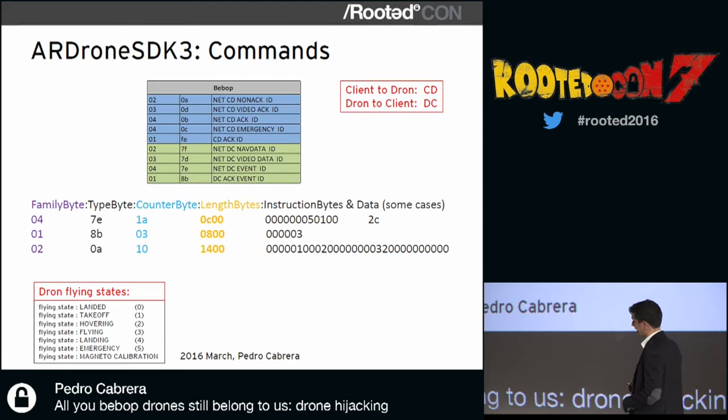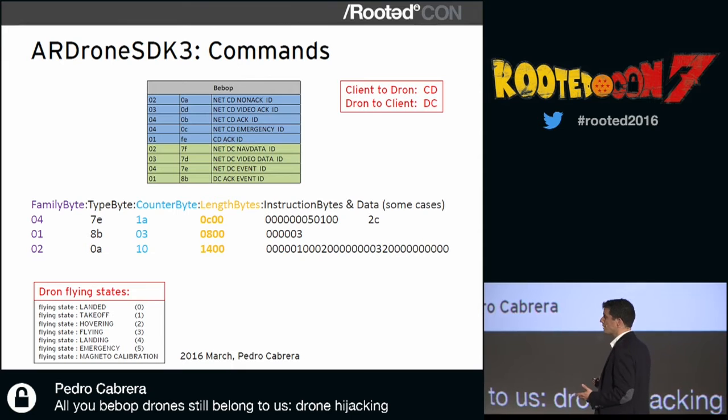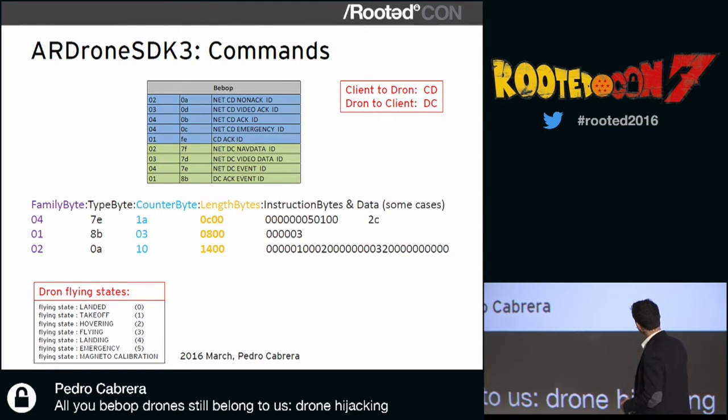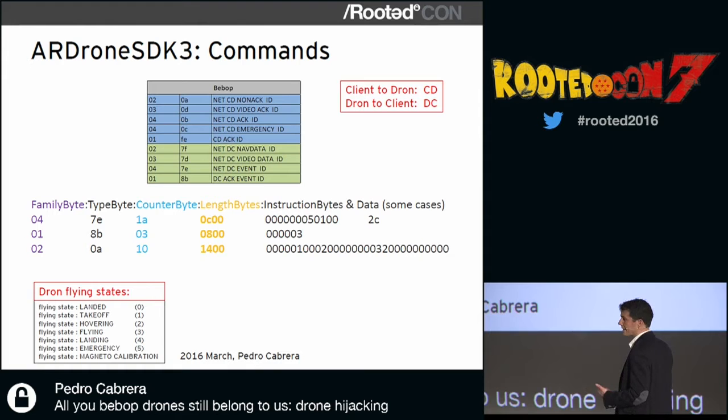This gives me the architecture of the instruction: the family, the type, and the counter for every type and family, and a length telling me the whole length of the instruction, whether a fixed instruction or an instruction where information is variable. I'm pointing at the level of battery. This is the part telling me the level of battery, and here the level of battery.